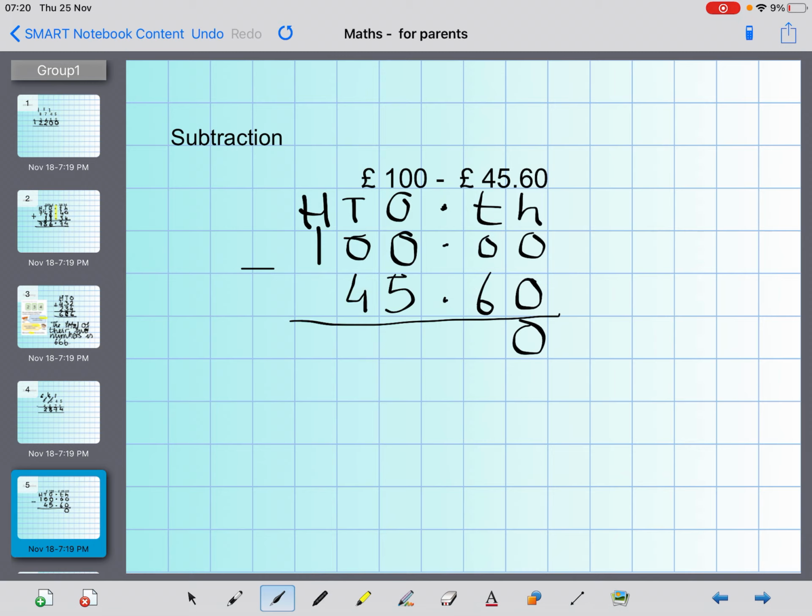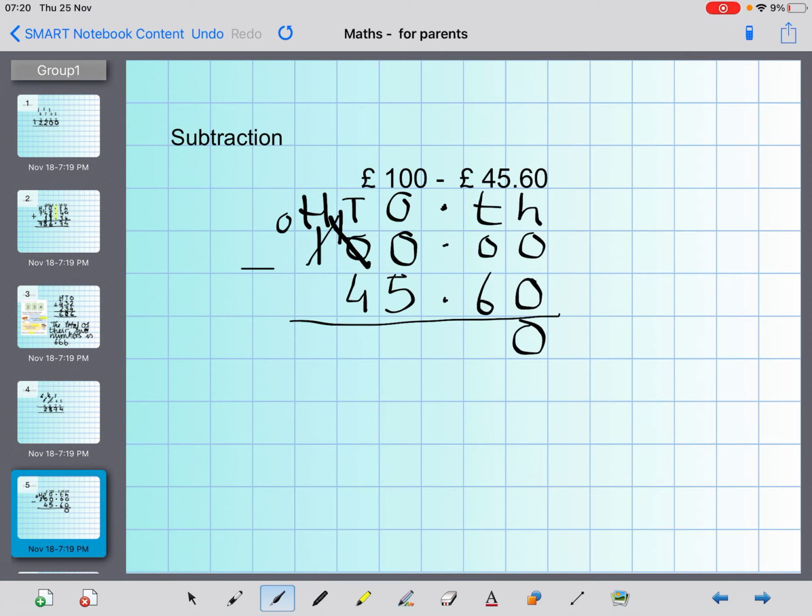I go to my next column, but I've got 0 there as well, which means that I can't exchange from 0. So I move on to my next column, which is my tenths, and again, I've got 0, I can't exchange. So finally, I go to my hundredths, and I can exchange 100, leaving me with 0 hundredths, but 100 would make 10 tens. So I need to make sure I am exchanging into the column next door.